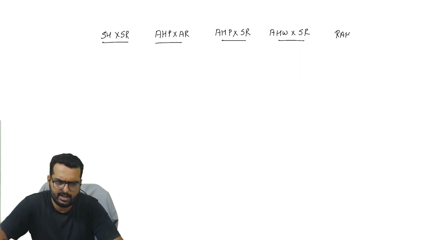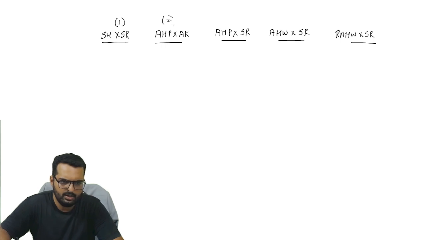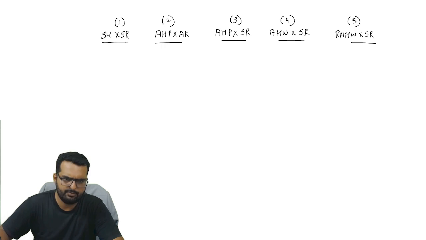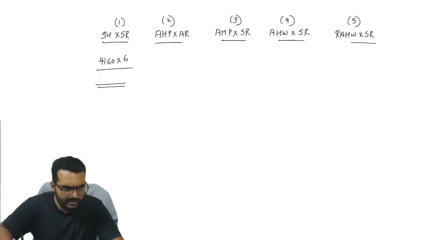So in the first scenario, this is not coming. So we'll have how many columns now? 1, 2, 3, 4, and we have 5 columns. Let's start with SH into SR in the first case. So you will get 4160 into 6. Do we get the answer as 24,960? Am I right? Then we will have AHP.